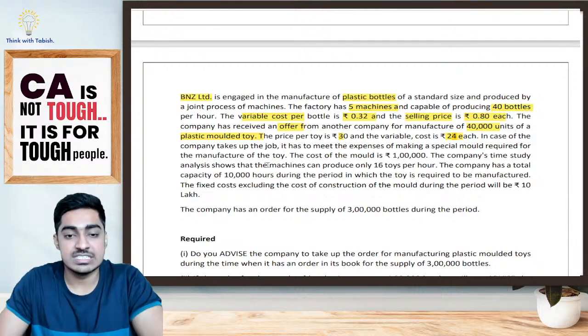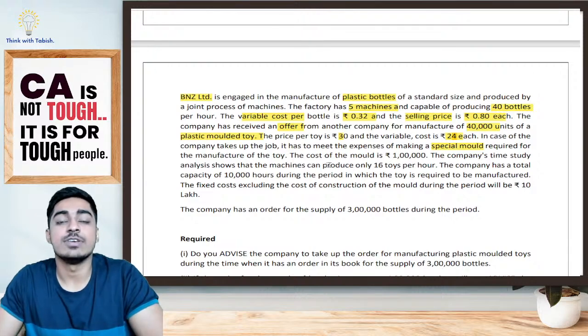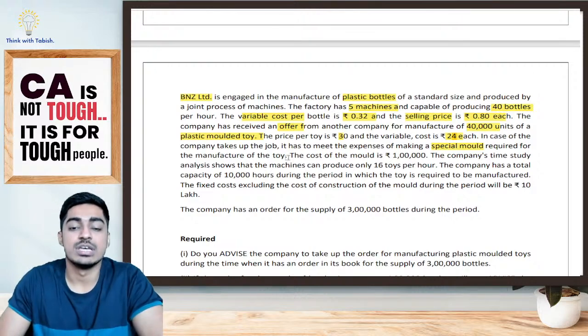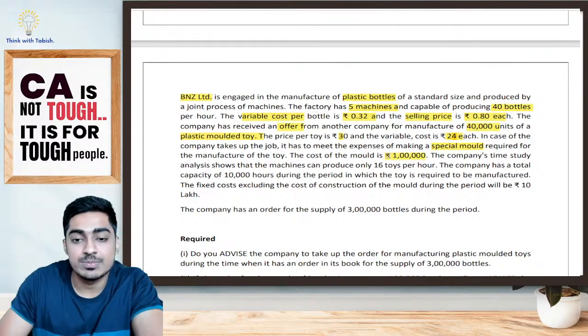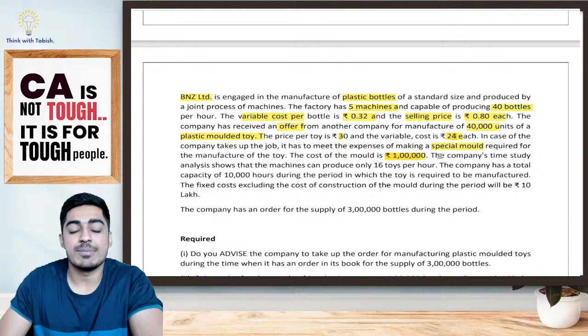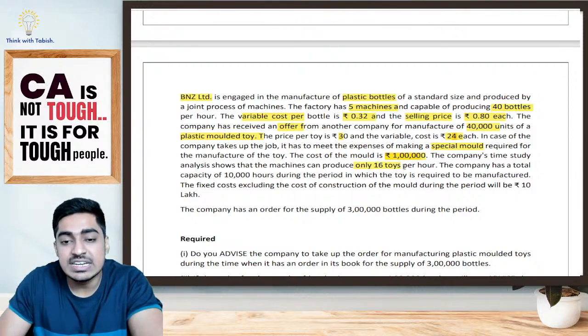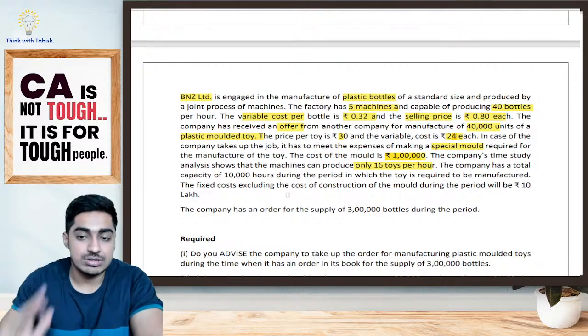If the company takes up the job, it has to meet expenses of making a special mold. If we take up the order, we should purchase a special mold specifically for this order. So the cost is 1 lakh rupees. It is a specific fixed cost. That is also relevant. The company's time study analysis shows that machines can produce only 16 toys per hour. If we work for 1 hour, we will be in a position to produce 16 toys.